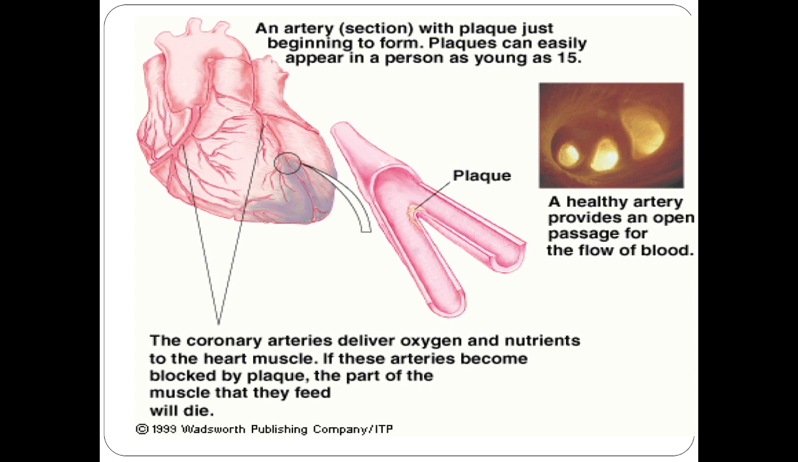This shows the formation of plaque, and they're showing it in a coronary artery, which is an artery that delivers blood to your heart. And you can see here the plaque tends to form at branching pathways in the arteries, and they can appear in a person as young as 15 years old. Healthy arteries, of course, provide open passages for blood flow, as shown here. And if blood flow is cut off to a section of the heart, the muscles in that section of the heart will begin to die. And you can imagine that having dead tissue on your heart is not good for it.